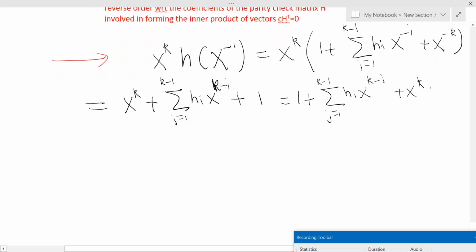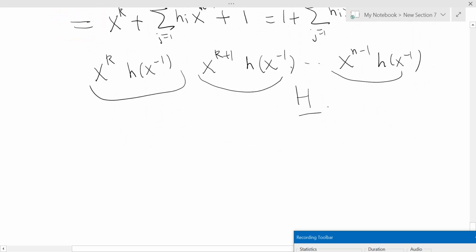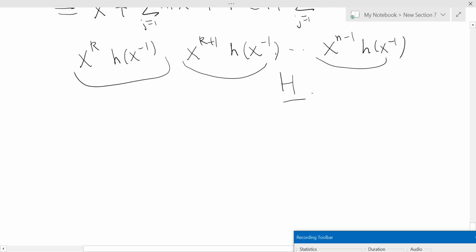Now what should we do? We first have x to the power k h of x inverse, then write x to the power k plus 1 h of x inverse, up to x to the power n minus 1 h of x inverse. And the rows of the coefficients of these polynomials can be used to get the parity check matrix. Just hold on; when we do one example, it will become more and more clear what it means.